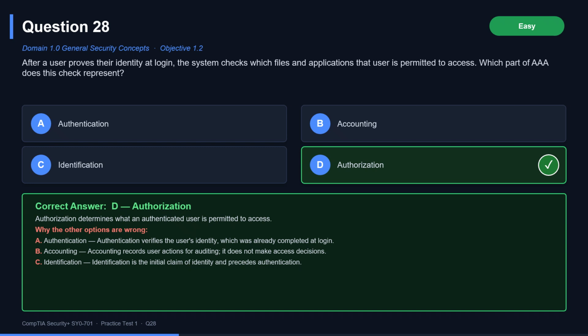Now, why the other options are wrong? Authentication is incorrect. Authentication verifies the user's identity, which was already completed at login. Accounting is incorrect. Accounting records user actions for auditing. It does not make access decisions. Identification is incorrect. Identification is the initial claim of identity and precedes authentication.